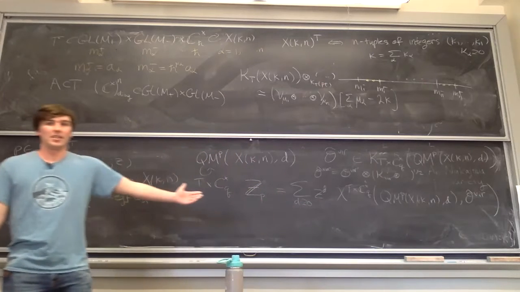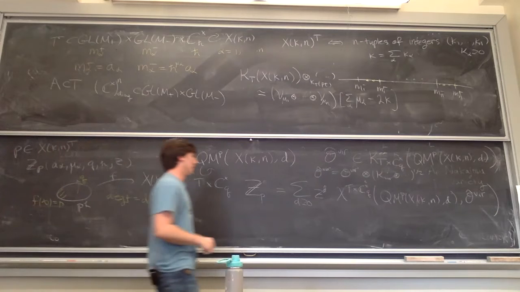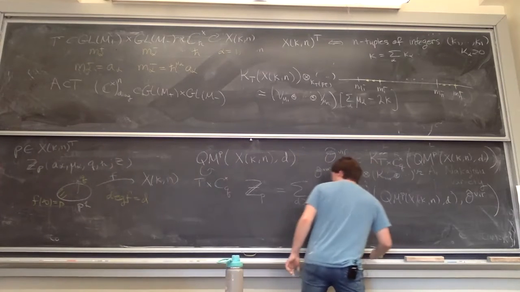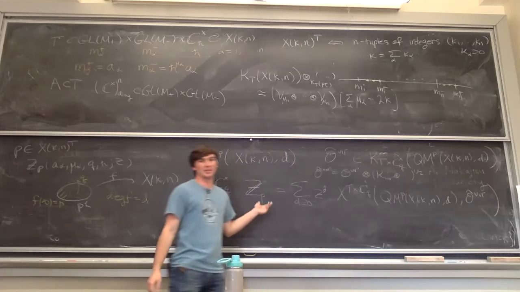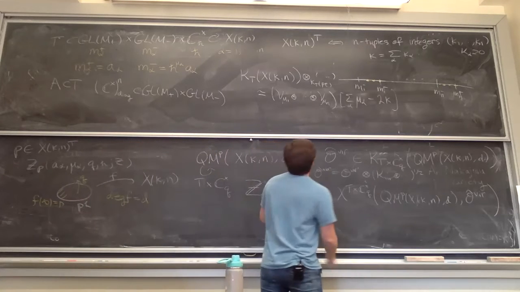Now, I will not explain to you the full localization formula for this thing, but I'll tell you what the fixed points inside the quasimap space look like. Maybe I will. Yeah, I think I can use this still.